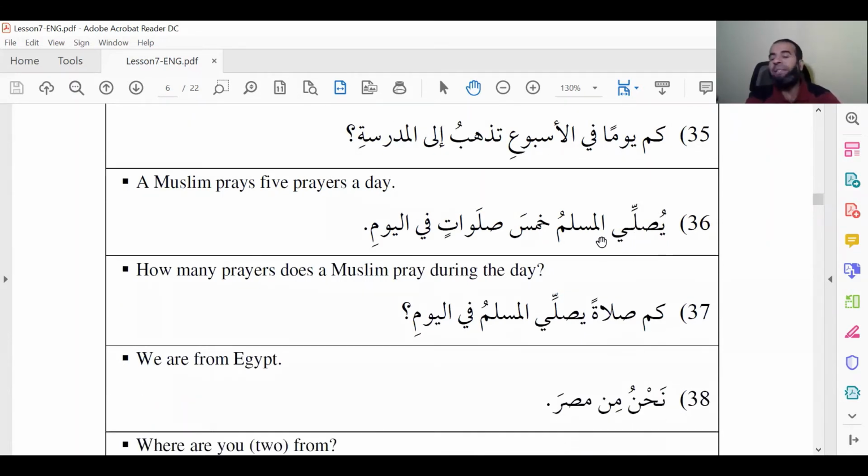Now, he does. A Muslim prays. So the verb here, as you see, starts with يصلي. يصلي المسلم or المسلم يصلي. يصلي المسلم 5 صلوات في اليوم. How many prayers? كم صلاة يصلي المسلم في اليوم?